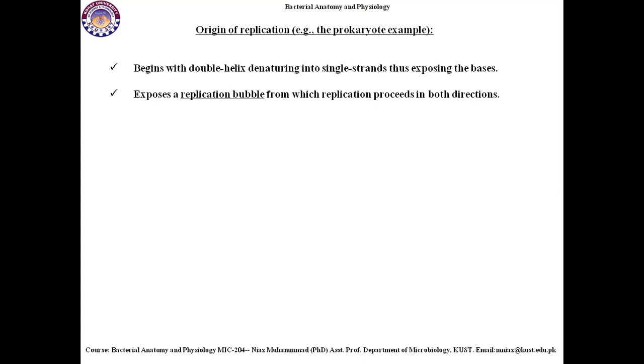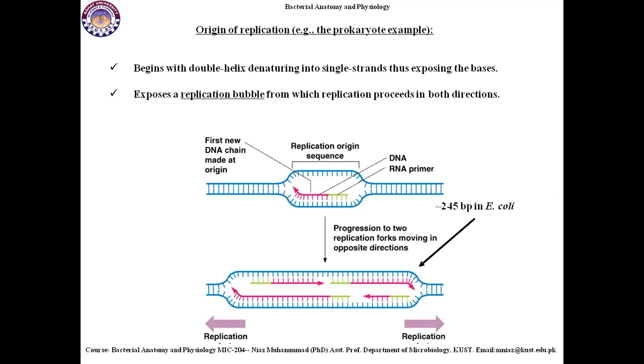It begins with the double helix denaturing. The structure is denatured and converts into single strands, and each strand is exposed to the nucleotide bases. This exposes a replication bubble, from which replication proceeds in both directions. This is the phenomenon. Suppose this is bacterial DNA.